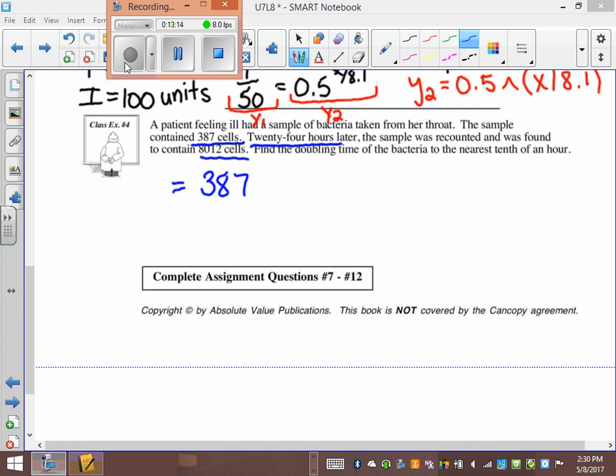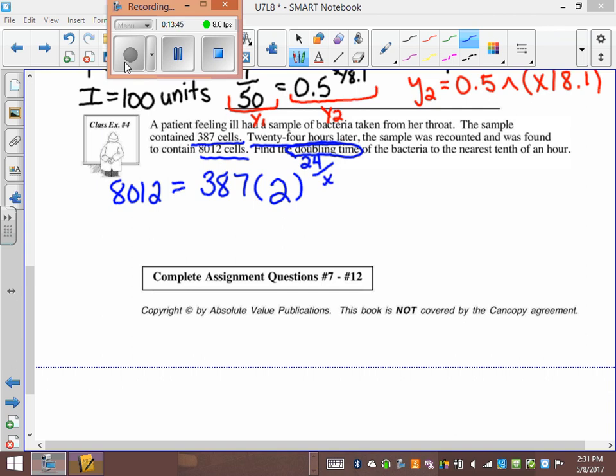Because nowhere near that time does it say that it halves that fast, or doubles that fast, or triples that fast. That's how you know if it's P. If it says it triples every 10 or doubles every blah, that's the P, right? It doesn't tell you that. It took you 24 hours, so that's T, to reach 8,012 cells. They want you to find the doubling time. Doubling time means R is 2 of the bacteria to the nearest tenth of an hour, so X.